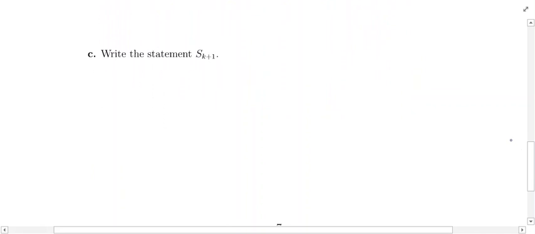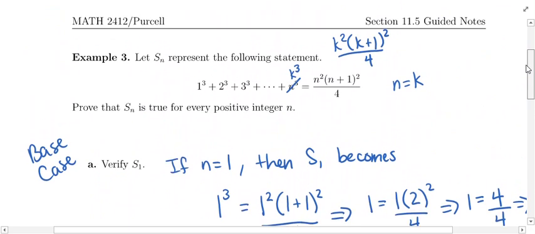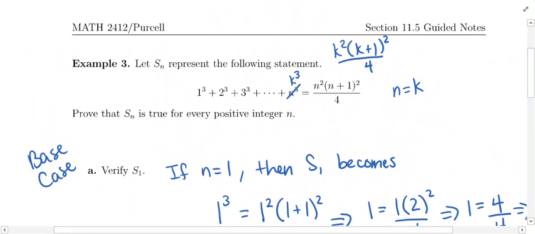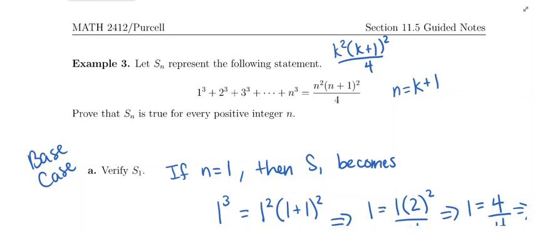Now, we have to write the statement for the counting number k plus 1. So what does S of k plus 1 look like? You're going to do the same thing. Go up here. Everywhere you see an n, you're going to replace it with k plus 1. Remember, when you're writing down the statement for k plus 1, you need to make sure to put the k term in there. Okay, so what's going to happen here, this left side, let me erase this.